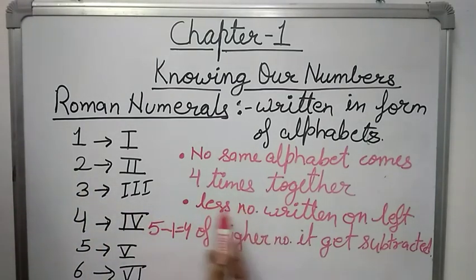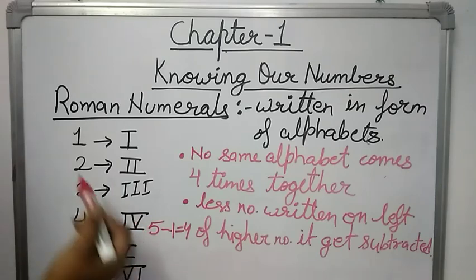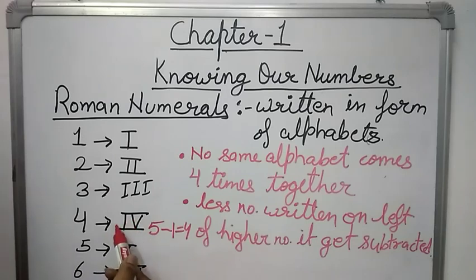So the lesser number I is less than 5, written on the left of the higher number. The higher number is V, which is 5, and I is the lesser number, that is 1. So it is written on the left hand side of the higher number, so it gets subtracted from the higher one. So 5 minus 1 becomes 4.